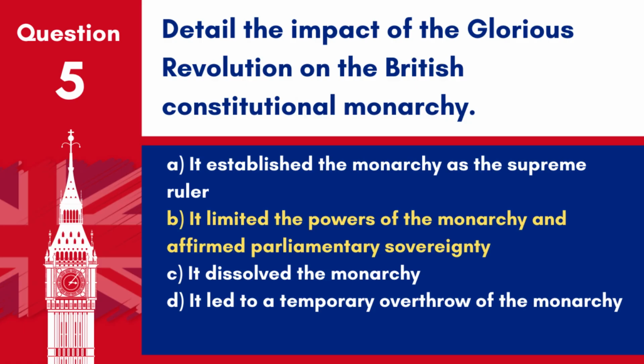Answer B. It limited the powers of the monarchy and affirmed parliamentary sovereignty. The Glorious Revolution of 1688 led to the Declaration of Right, which later became the Bill of Rights, and significantly shaped the future of the constitutional monarchy by limiting royal prerogatives and enhancing parliamentary power.